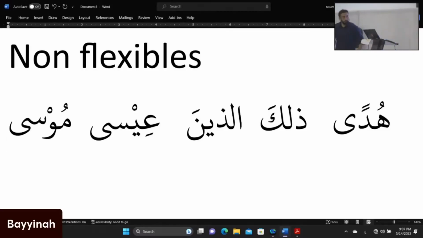What's the first word you see? Hudan. Anyone know what huda means? Okay. We learned there are three ways of saying a word: Muslimun, Musliman, and Muslimin. So I should have three ways of saying hudan. Yeah? It should be hudun, hudan, and hudin.